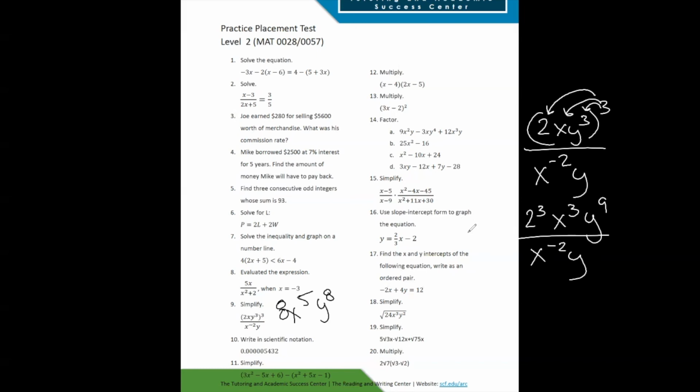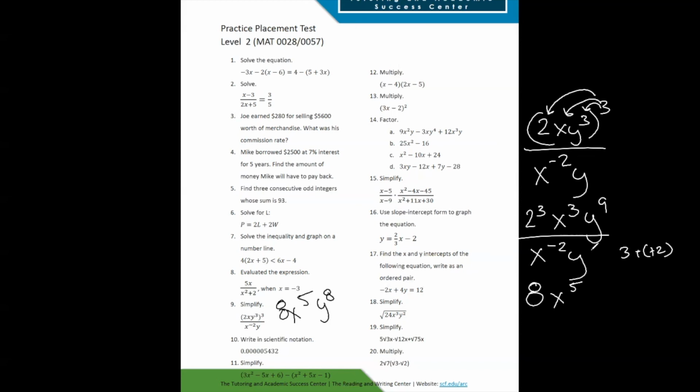From here, I'm going to be dividing. And when you divide, you subtract your exponents. Well, 2 to the 3rd, 2 times 2 is 4 times 2 is 8. And 8 divided by 1 would just stay 8. In my next one, I have x to the 3rd and x to the -2. Well, 3 minus -2 actually becomes plus. So that's 3 plus 2, which is 5. So that's x to the 5th.